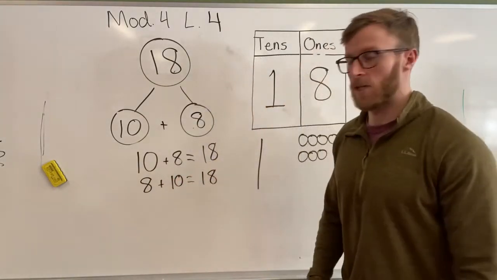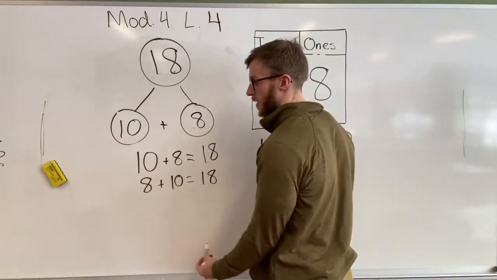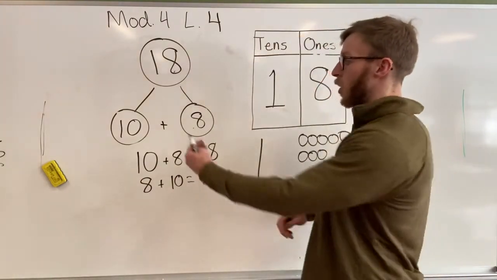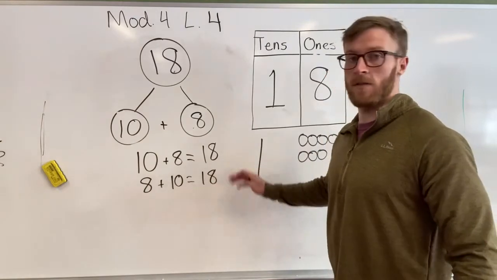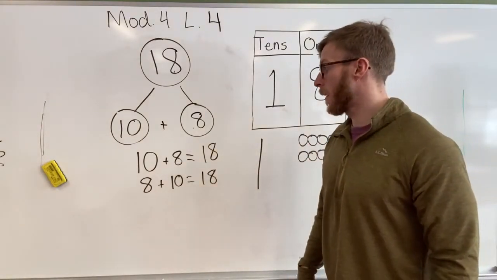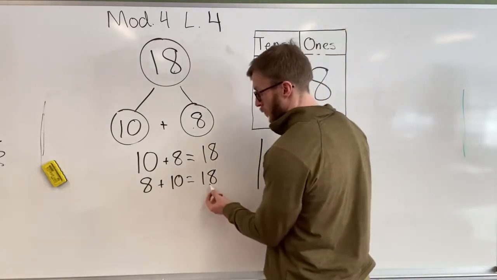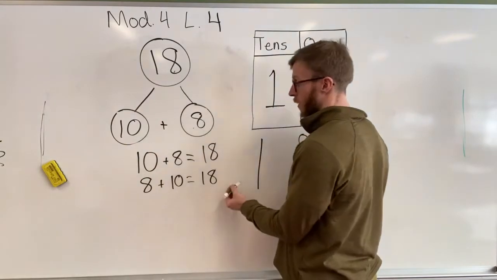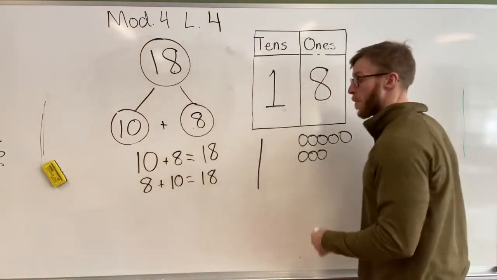All right, let's see if it matches. First I had 10 plus 8, then I just reversed it. 8 plus 10. My whole is on the right side of the equal sign for these two number sentences. There's 2 more number sentences I want you to write. But this time, we got to move our whole to the left side.